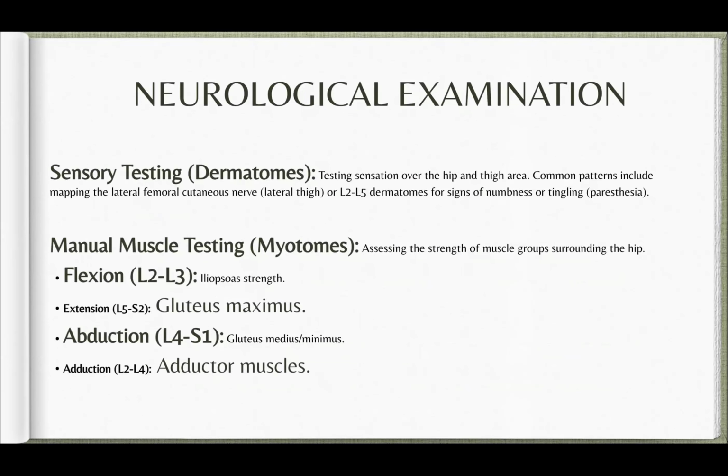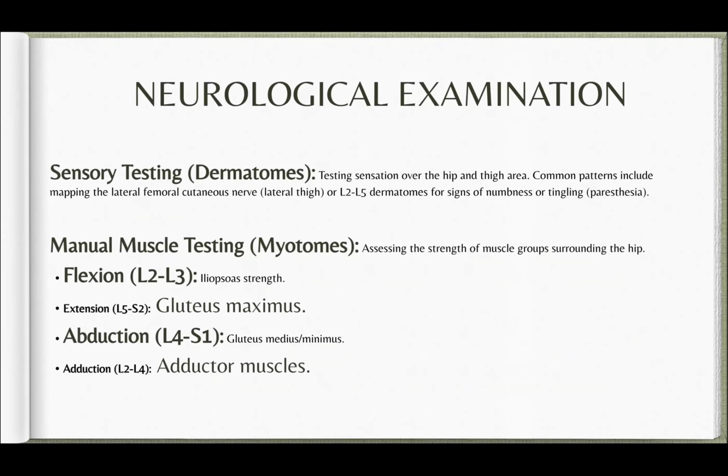Neurological examination. We'll start with sensory testing, the dermatomes. Testing sensation over the hip and the thigh area. Common patterns include mapping the lateral femoral cutaneous nerve, that is the lateral side of the thigh, or L2, L3, L4 dermatomes for the signs of nerve numbness or tingling, that is seen in paresthesia.